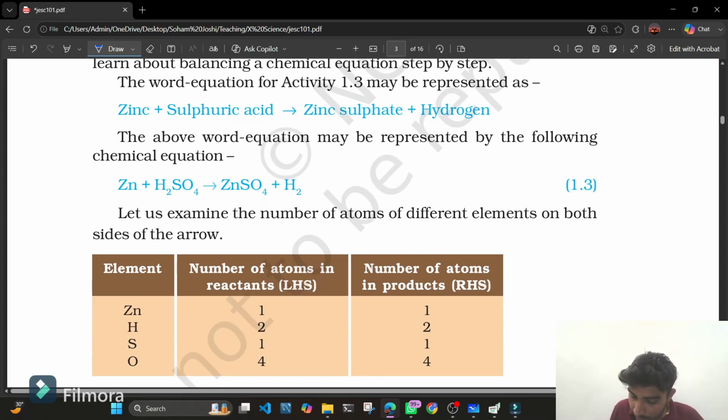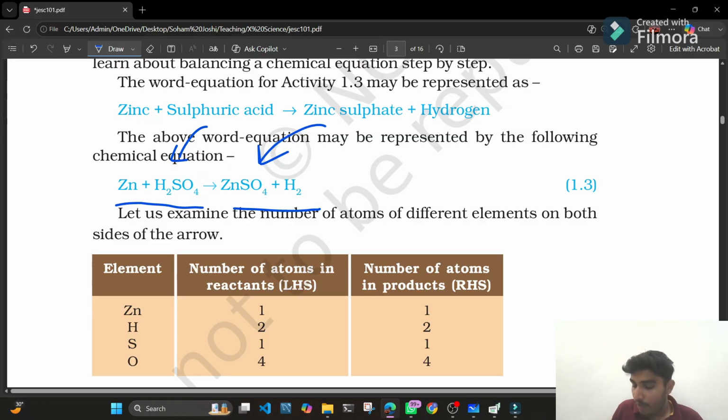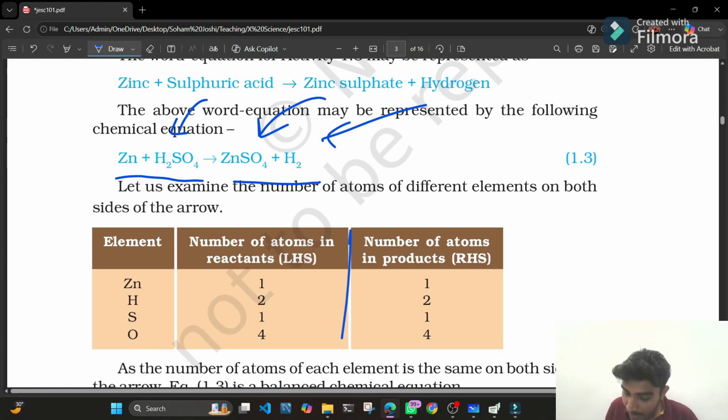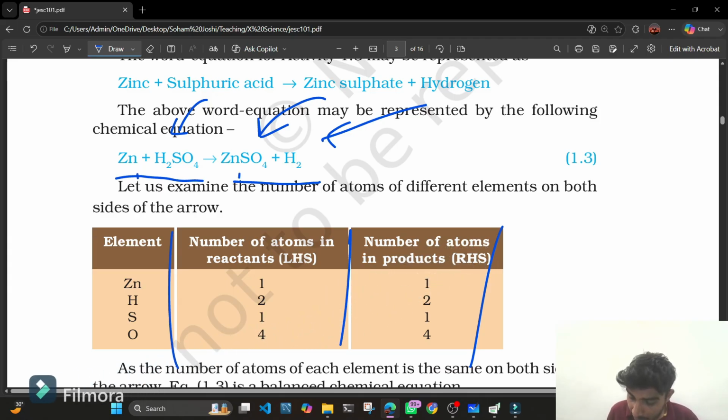देखो पहले जिंक था, जिंक प्लस H2SO4 gives ZnSO4 plus H2. Zn मतलब जिंक, H2SO4 is the formula for sulfuric acid, then ZnSO4 is the chemical formula for zinc sulfate, and H2 is hydrogen. ठीक है. अभी let us examine the number of atoms of different elements on both sides of the arrow. ठीक है, चलो स्टार्टिंग से स्टार्ट करते हैं. दो कॉलम्स बना लिए, LHS और RHS. ठीक है, वेरी गुड. जिंक में पहले इधर एक ही था, प्रोडक्ट में भी एक ही है, ठीक है.